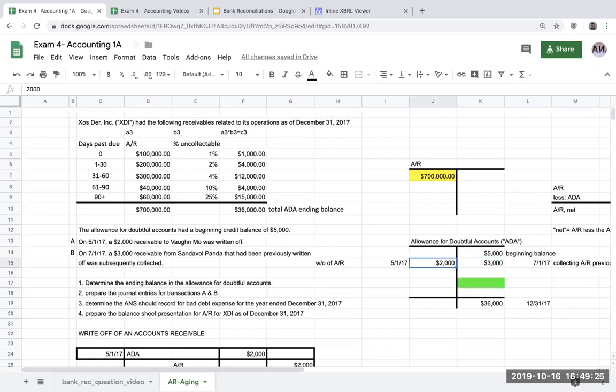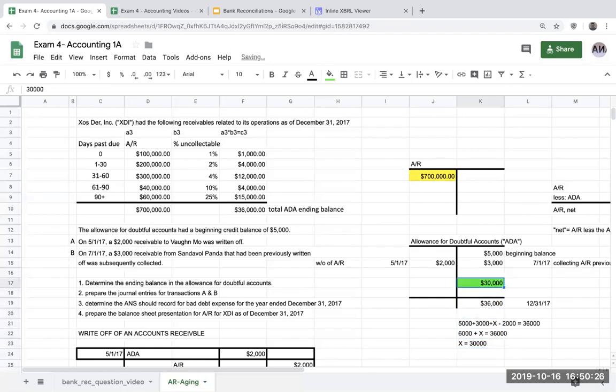So does 8,000 minus 2,000 equal 36,000? It does not. So right over here, I'm going to basically solve for X. So 5,000 plus 3,000 plus X minus 2,000 is equal to 36,000. So what I need to do is balance this T account. This is a contra asset account, so it will carry a credit balance. So 5 plus 3 plus X minus 2 gives me 36,000. So this will be 6,000 plus X equals 36,000. X is going to be equal to 30,000.